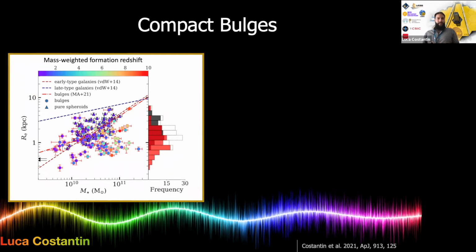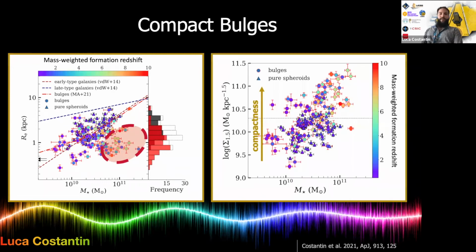But let me tell you more about these bulges, and in particular about the first wave bulges. As you can see here, bulges share the same position as early type galaxies in the mass-size relation, which is the red dashed line. So in particular, we find that some of them fall in the region of very compact systems. Here they are. And we can see the same behavior in this other plot.